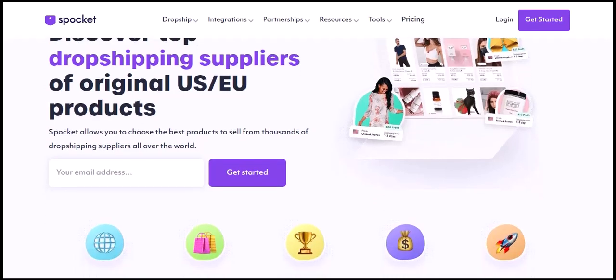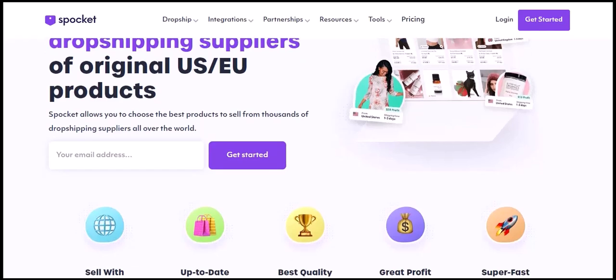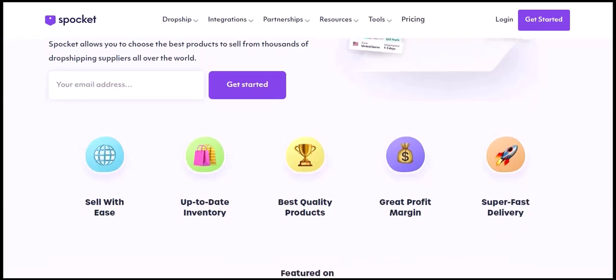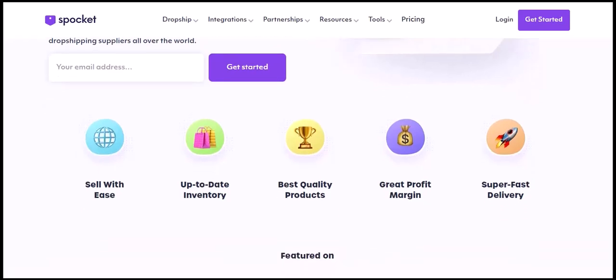First, let's talk about the two main types of payments on Spocket: your subscription fees and the actual orders you're placing. For your monthly or annual subscription, Spocket keeps things straightforward. They accept all major credit cards and debit cards. This is how you pay for your access to the platform's features, like the number of products you can list and the tools you have available. Think of it as your business's rent for using the Spocket marketplace.